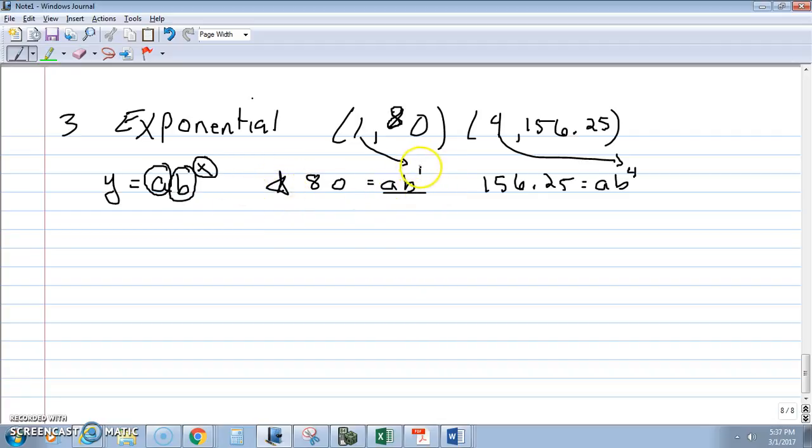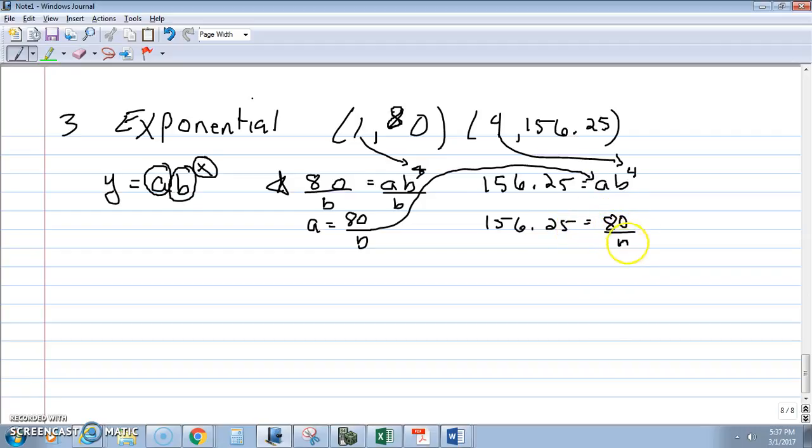b to the 1st power is the same as just b. So if we divide both sides by b, we get a is equal to 80 over b. Now let's substitute 80 over b in this equation for a. So I have 156.25 equals 80 over b times b to the 4th.